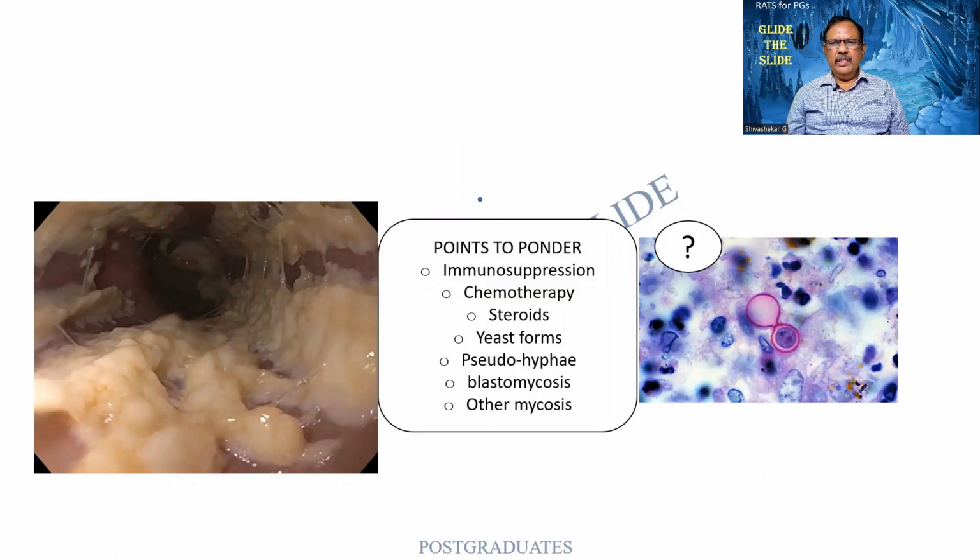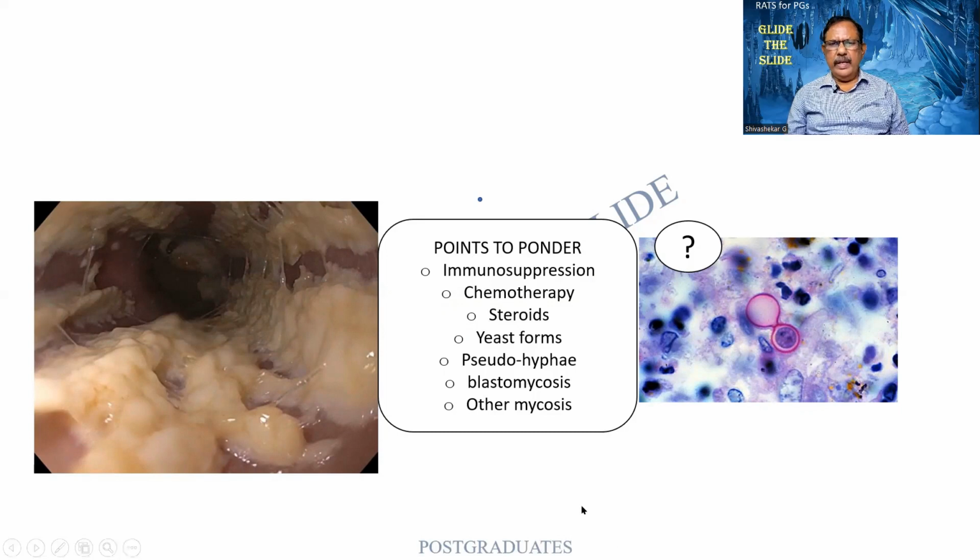Whenever such structures are being seen, what will be important is a clinical correlation. Look at this. It is not a normal endoscope at all. It is being virtually carpeted with a lesion. And in such cases, we know it is infective. The points to ponder shall be immunosuppression, chemotherapy, steroids. Whether you are able to see the yeast forms or the pseudohyphae or true hyphae.